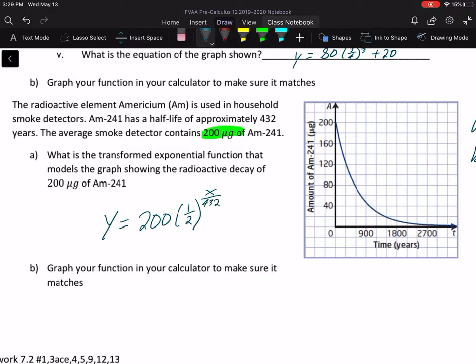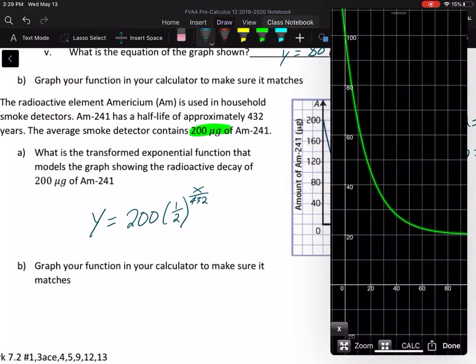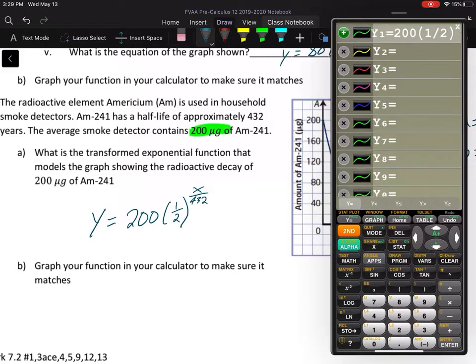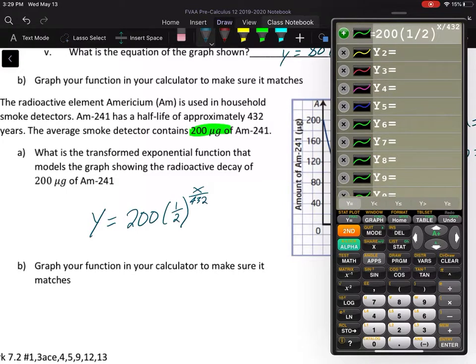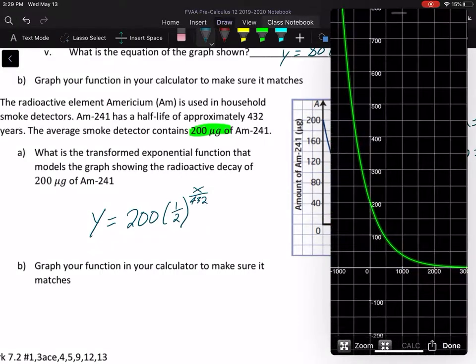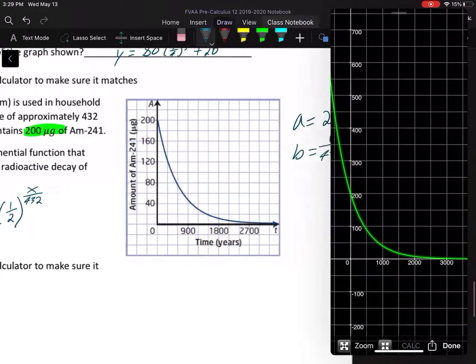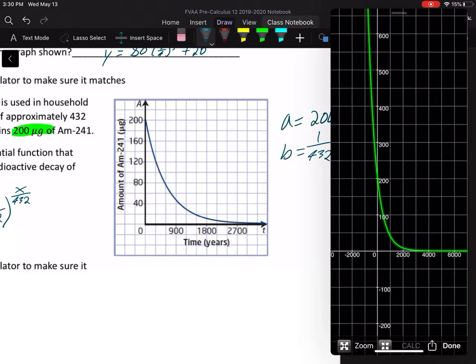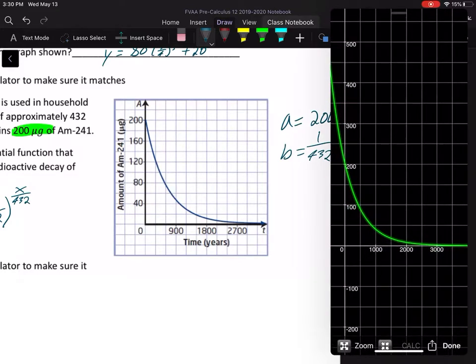Okay, and again, we want to graph our function to make sure that it matches reality, that we get a matching graph. So I have 200 bracket 1 divided by 2 raised to the x divided by 432. And I graph that, and sure enough, I get that y-intercept of 200 and sloping down to 0 as my horizontal asymptote.